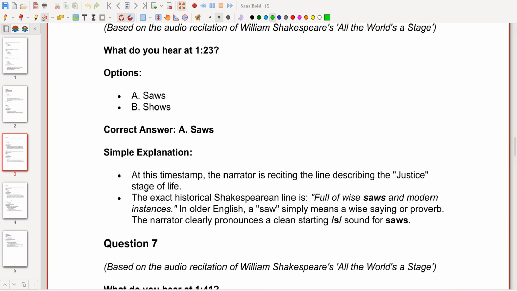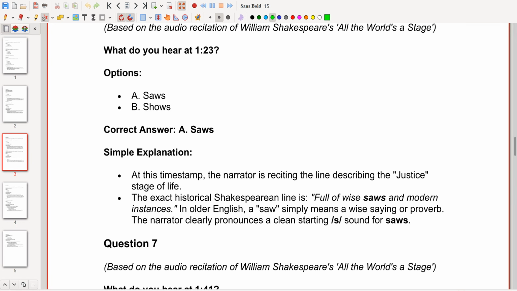At the given timestamp 123, the narrator is reciting the line describing the justice stage of life. See, the narrator is reciting the line describing the justice of life. The exact historical Shakespearean line is full of wise saws and modern instances. See, he is saying saws, not shows. Understand the pronunciation here. He is saying full of wise saws, not shows.